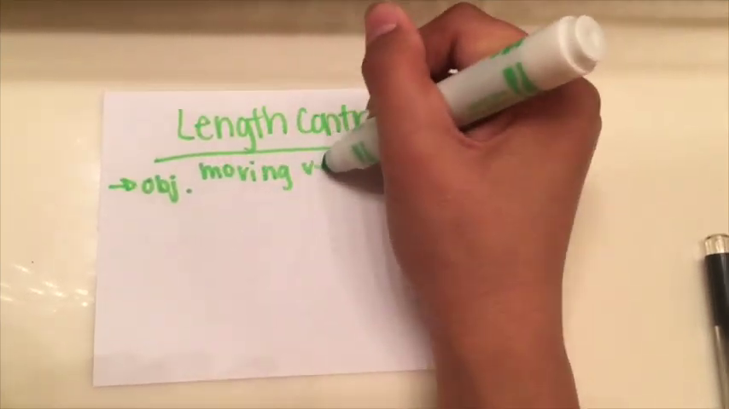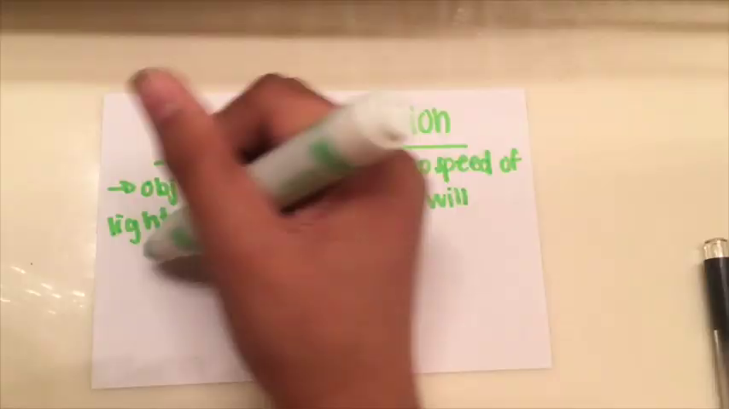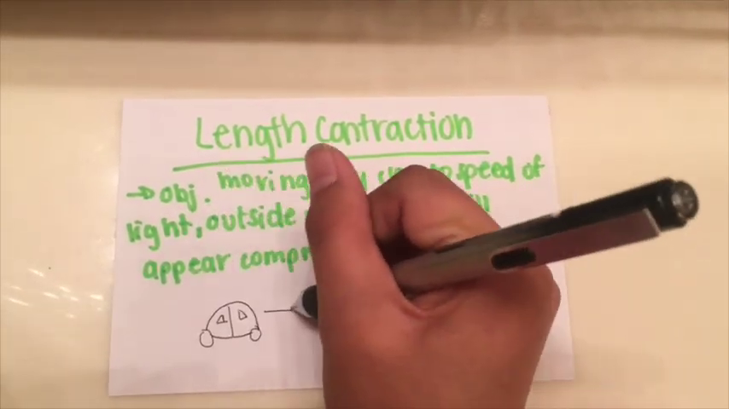Length contraction is when an object is moving very close to the speed of light. An outside view of the object will appear compressed in the direction it is traveling. In contrast, when a person is inside the moving object, everything that it moves past will appear stretched out.